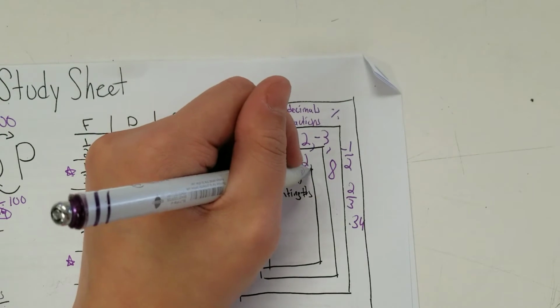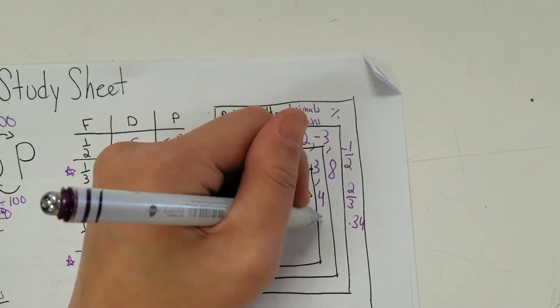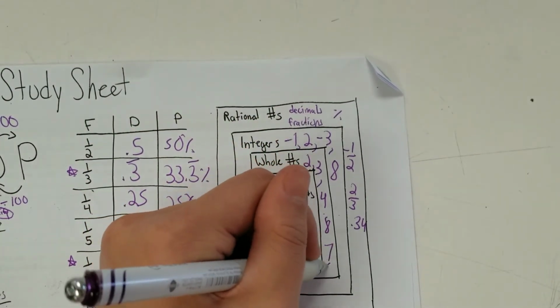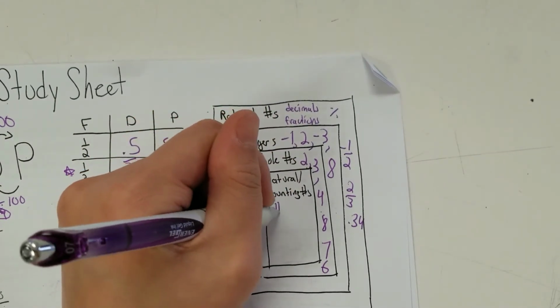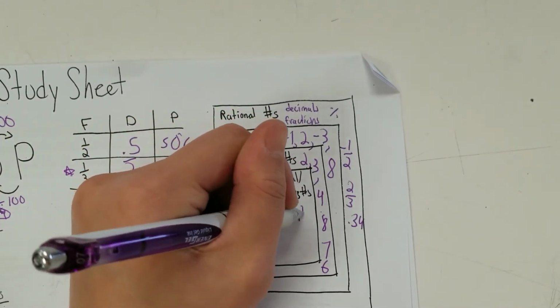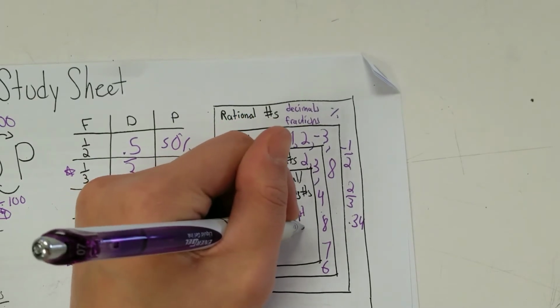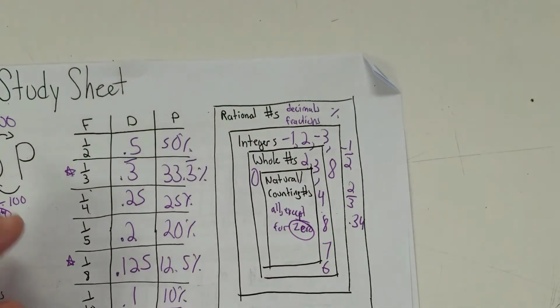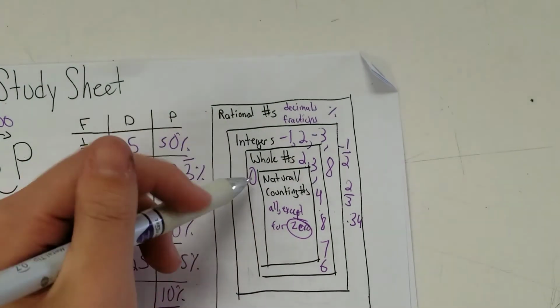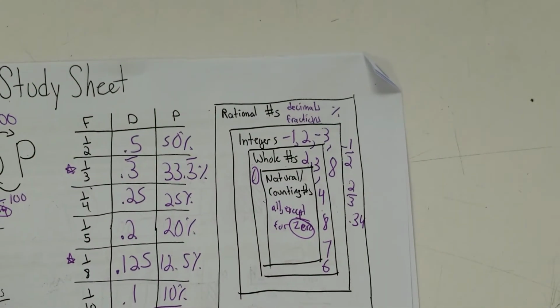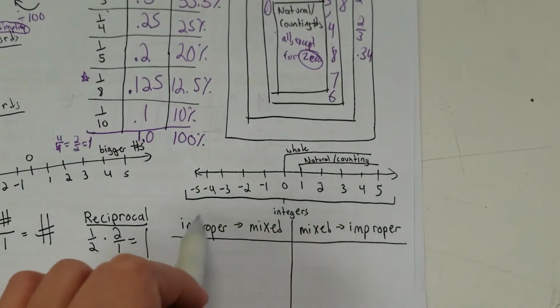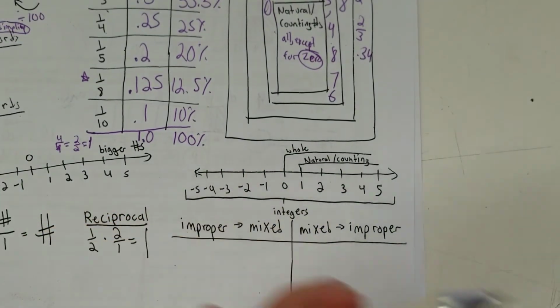Whole numbers are just all the numbers, but not negative. Natural counting numbers are all the numbers except for 0. Do not include 0 in your natural counting numbers. 0 fits in your whole number category. And basically what I just said is reflected in this right here, minus the rational numbers part.